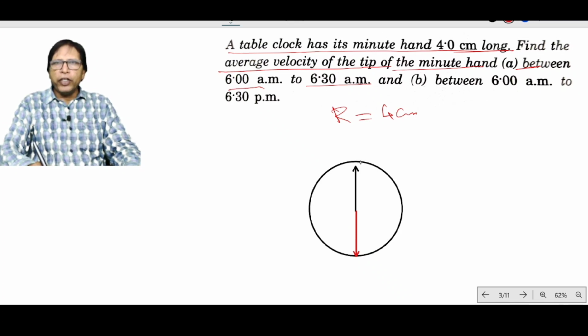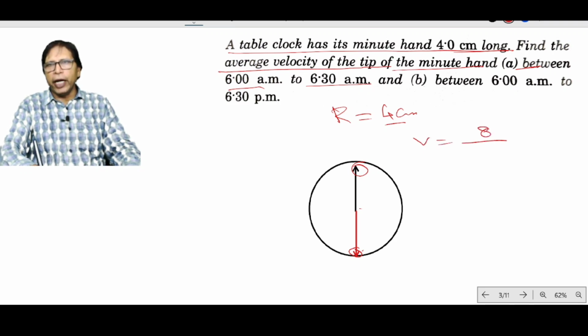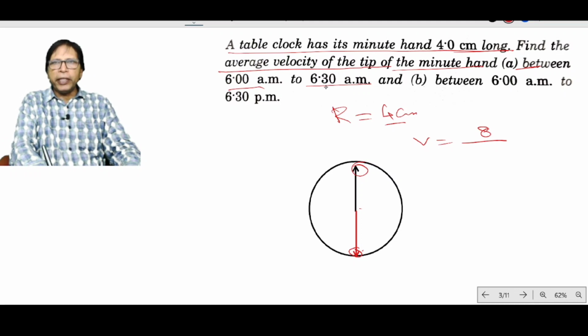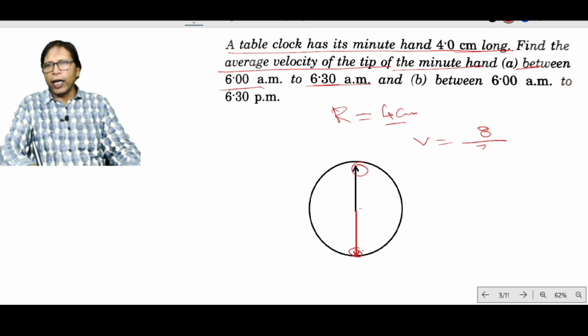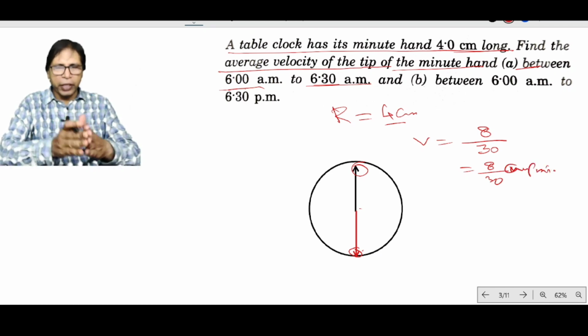Therefore, the displacement of the tip of the minute hand is 4 centimeter plus 4 centimeter, so this is 8 centimeter. So average velocity v equals 8 centimeter divided by time taken. Time taken is 6:30 minus 6, so this is 30 minutes. Therefore, the velocity is 8 by 30 centimeter per minute, the velocity of the minute hand.